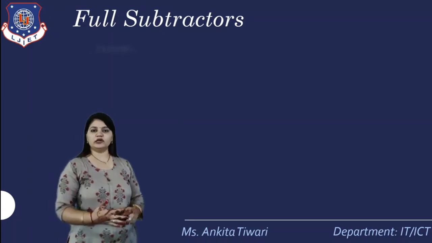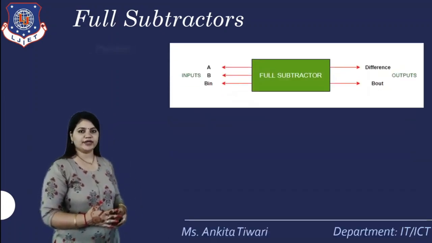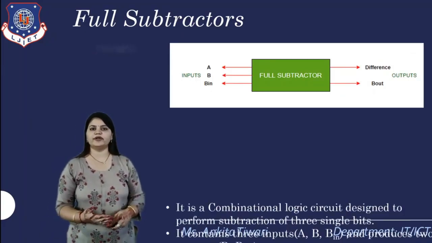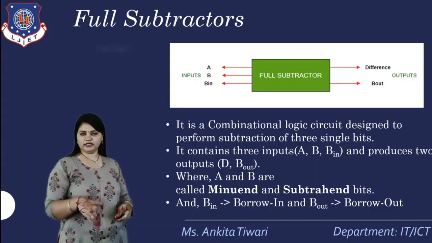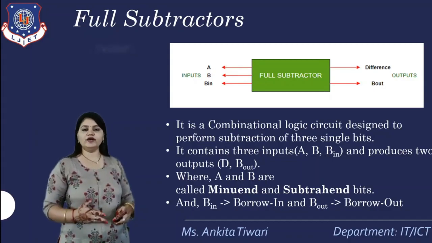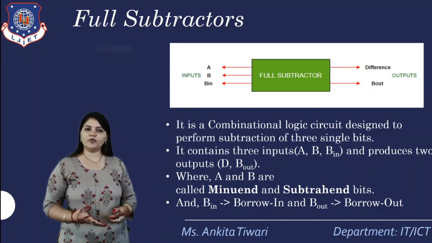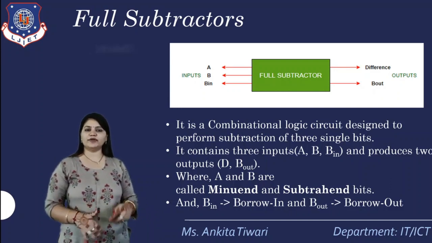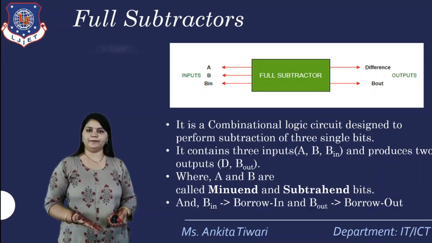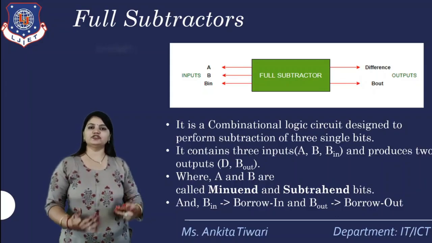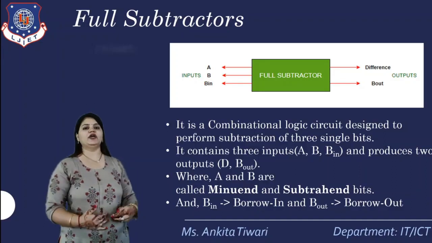The next subtractor that we have is the full subtractor. The same thing: full adders are 3 bit, and full subtractor is also 3 bit. So here A, B, B in. Here I have taken B in as the third value, and the outputs are the same, the difference and borrow. It is a combinational logic circuit designed to perform subtraction of 3 single bits at a particular time, and it contains 3 inputs A, B, B in, and produces 2 outputs, that is D and B out.